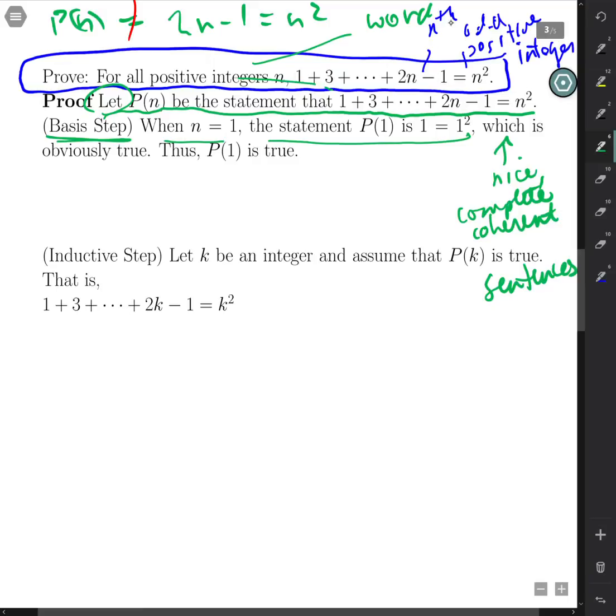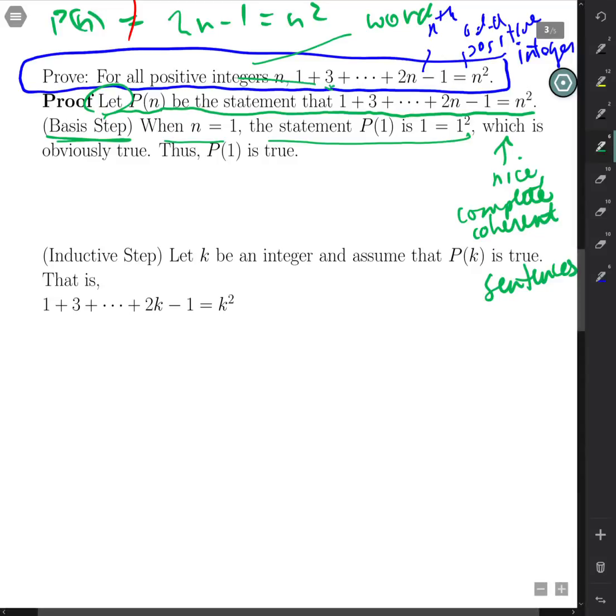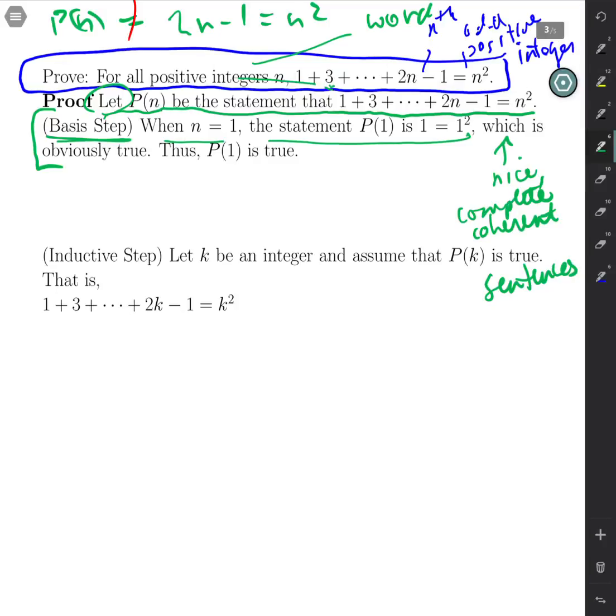Even though I know there's a 3 in here in our expression, that's just to give us the pattern for it in the general case. But the first case is just 1 is equal to 1 squared. So I've said what the statement is, and it's very clear that's true, which is obviously true, thus P1 is true. So that's the basis step. I'll bracket it to show that that part of the proof, that subproof, is completely done.